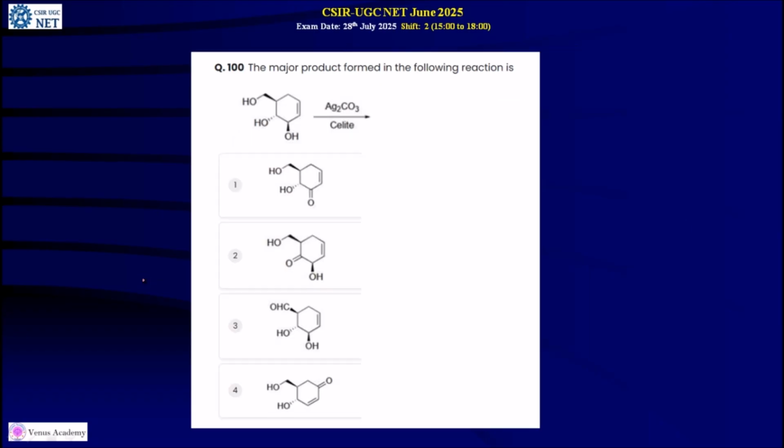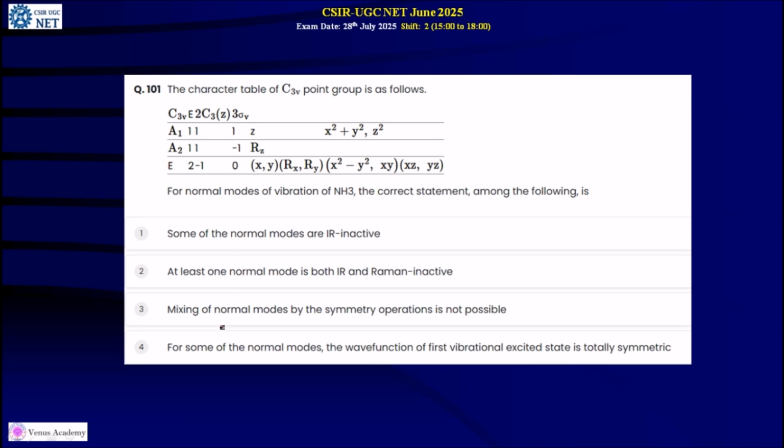Next, question number 100. The major product formed in the following reaction is silver carbonate and silicate. Yes, rearrangement is going to take place. Here it is going to be alcohol and here it is going to be double bond. So conjugation is going to be changed. That means question number 100, it is going to be para, right? So this is question number 100. Option 4 is the correct option, students. Next, question number 101. Option number 4 is the correct option, students.